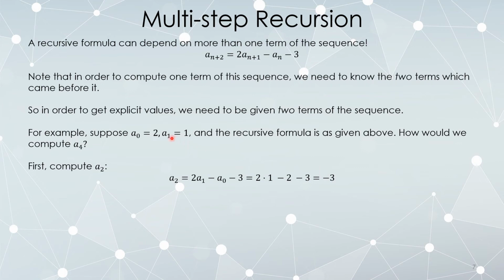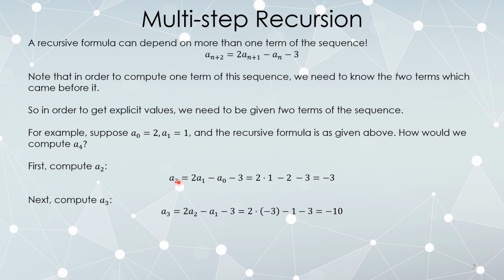But now that I know a sub 1 and I also know a sub 2, I can compute a sub 3. The same formula tells me if n is equal to 1, I get a sub 3 equals 2a sub 2 minus a sub 1 minus 3. We've already computed that a sub 2 is negative 3, and we were given that a sub 1 is 1. Computing all of this out gives me that a sub 3 is negative 10.